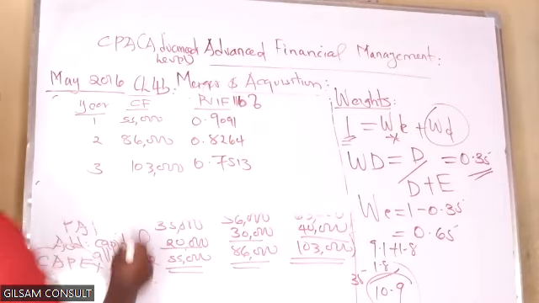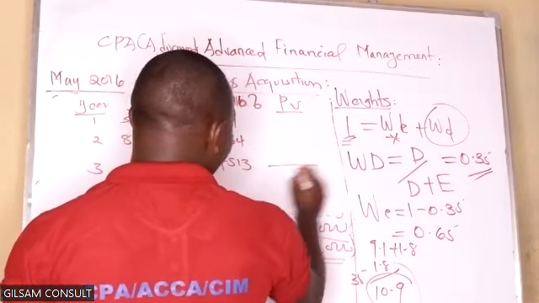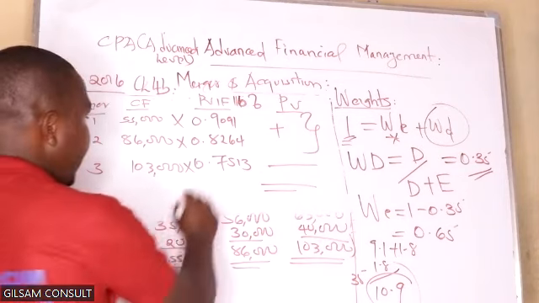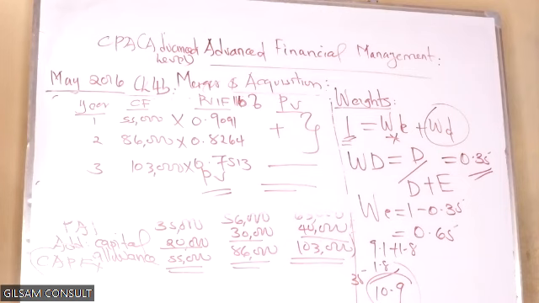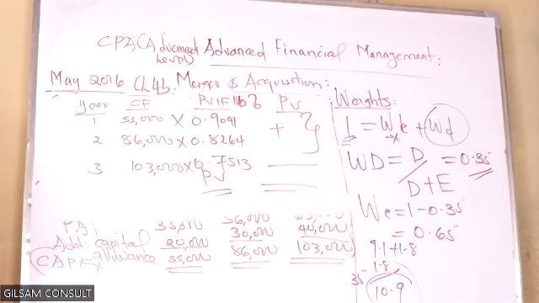So to get the present value, you multiply this one times this one times this one. Once you get the present value, you total that one to give you the present value. But remember, we have something down there. They have told us something in the question. There's something you need to get there before you get the final answer.